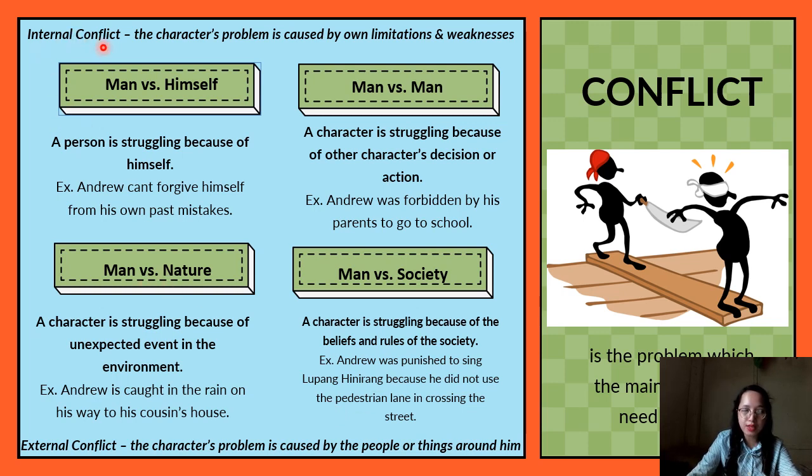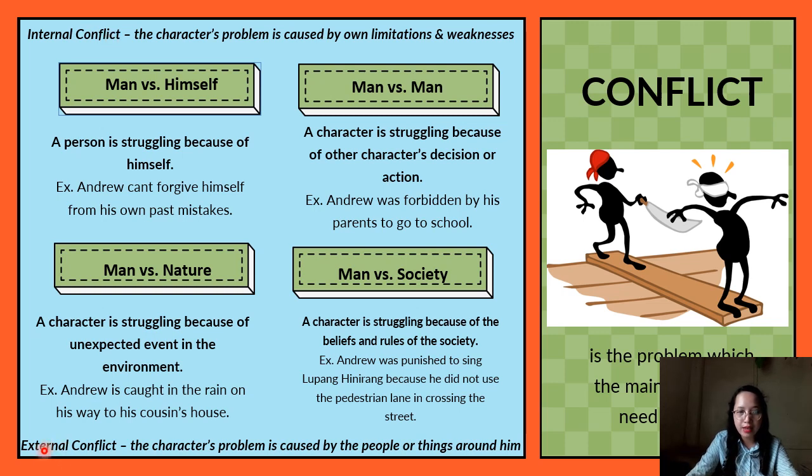Now, under internal conflict, we have man versus himself. It is described as a person who is struggling because of himself. The problem here is himself. For example, Andrew can't forgive himself for his own past mistakes. So that is an example of man versus himself under internal conflict.